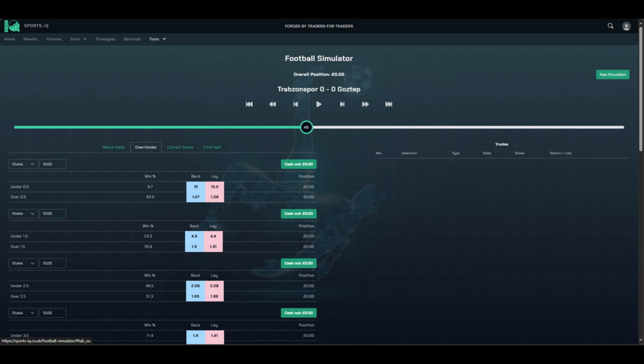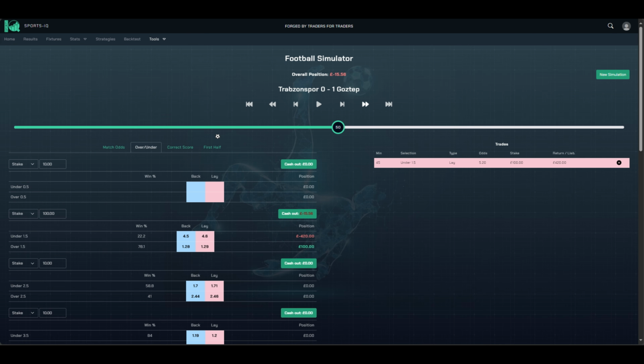We have Trabzonspor versus Goaltep. Let's move the timer up to the 45-minute mark. This gives a 1-0 lead to Goaltep, and we're going to lay under 1.5 goals for a £100 stake at odds of 5.2. So let's see how we get on in this one. And would you believe it, no further goals. Not doing very well here, James. Come on, lad. We take the full loss. On to the next one.